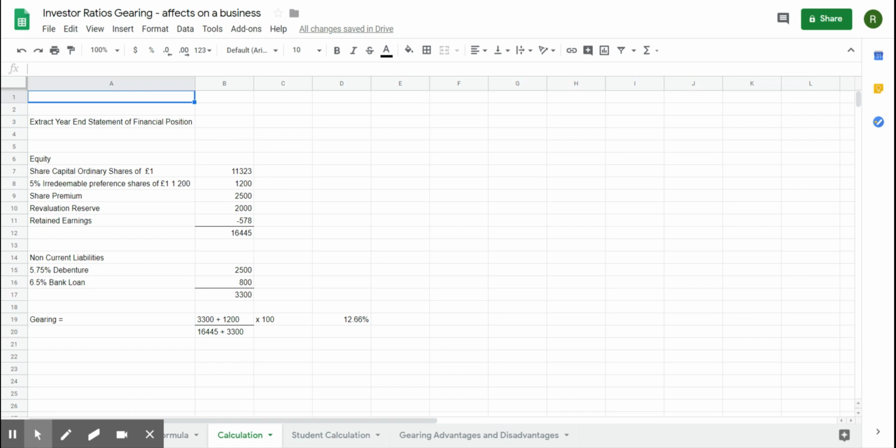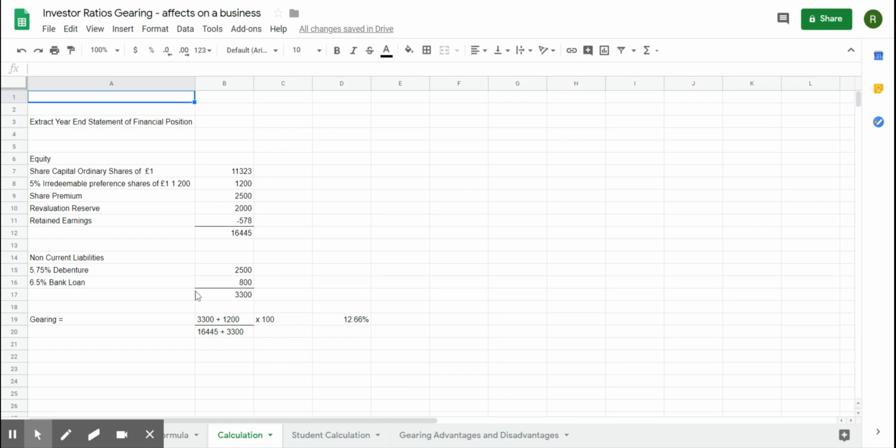And it's got two non-current liabilities, a debenture and a bank loan. And the calculation is very, very simple. On the top, we're going to put all of the non-current liabilities because they have got a fixed rate of interest. So that's 3,300,000. And then we need to add on preference shares. Preference shares need to go in because they have a guaranteed fixed rate of interest. In this case, it's 5%. And then on the bottom, it's the total equity.